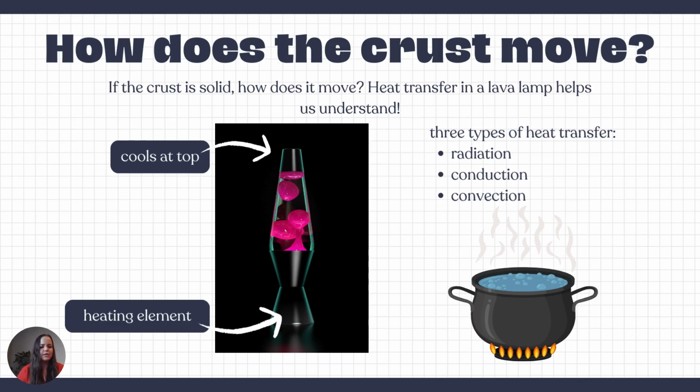There's radiation, which is like heat that you feel from the sun. There's conduction, which is you touch something that's hot and then your hand gets hot. And then there's convection, which is what's happening in the mantle. It's what's happening in a lava lamp.